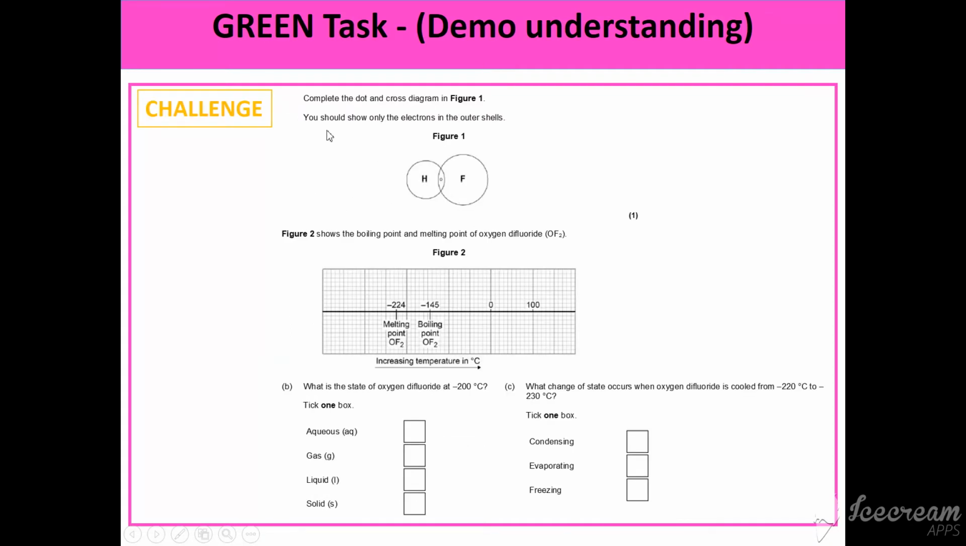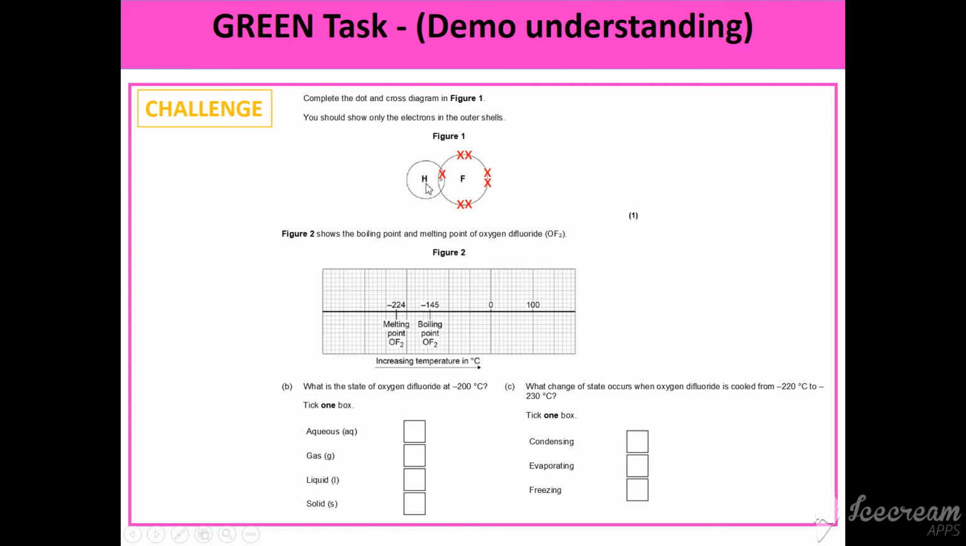Next thing, we need to draw the dot and cross diagrams for this molecule here. Hydrogen's already been drawn for you with a little circle. All you need to do is look at fluorine. Fluorine has 9 electrons, which means it's got 7 in its outer shell. All you need to do is draw those 7. The 7th one will be shared with hydrogen, so that hydrogen has got a full first shell.